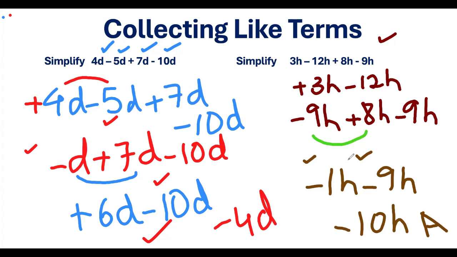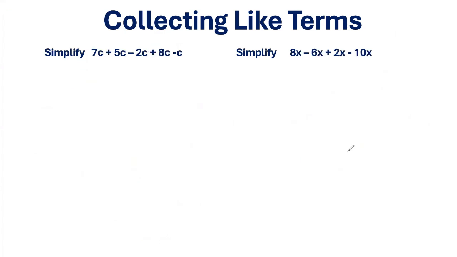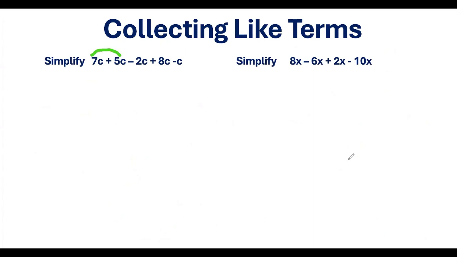Next question is 7c plus 5c minus 2c plus 8c minus c. Let's solve it. All are like terms. What is the topic? Collecting like terms. They all are like, same variable. 7c plus 5c will give you 12c. 12c minus 2c plus 8c minus c. What is 12c minus 2c?